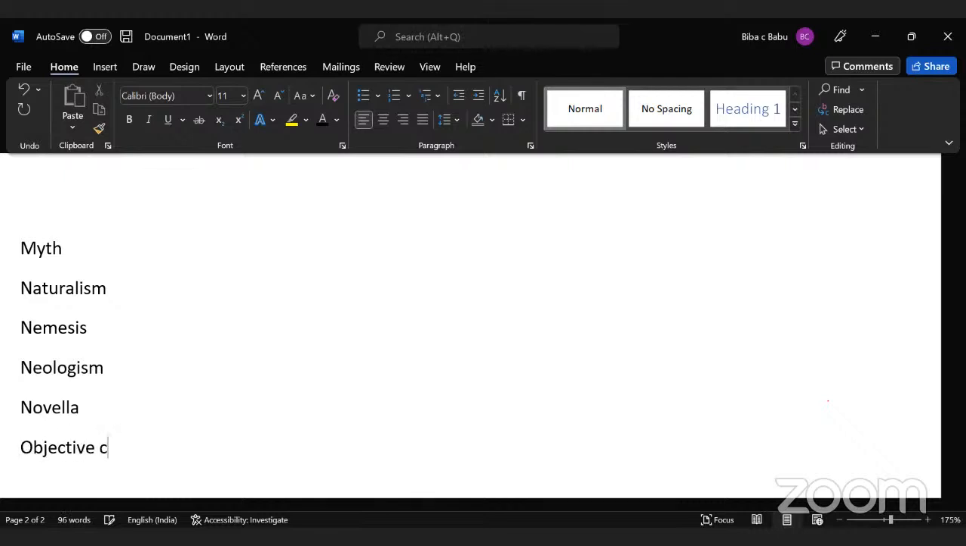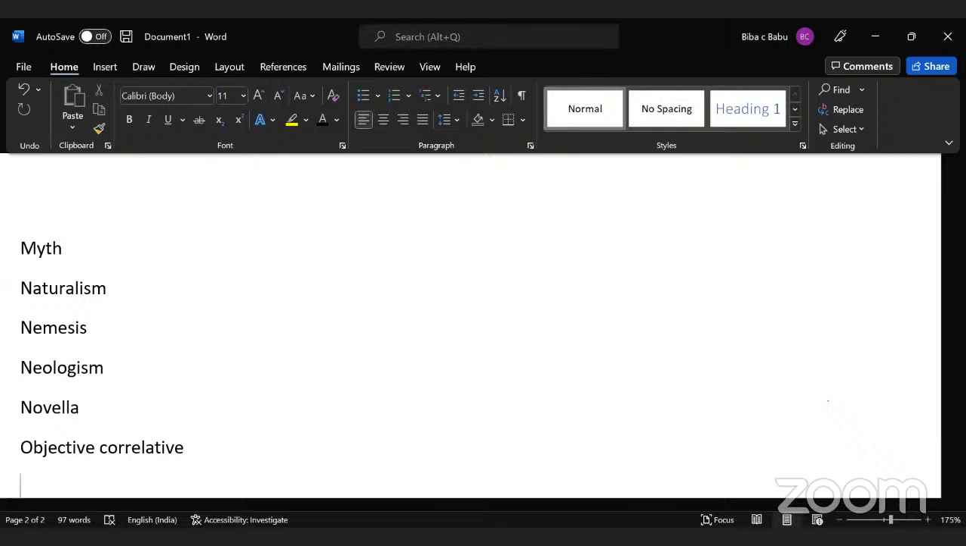Next is objective correlative. Objective correlative is a term used and popularized by T.S. Eliot. When you study literary criticism, you will come across objective correlative. It refers to an object in a narrative that serves a symbolic purpose. The object is used to refer to or reinforce the theme.